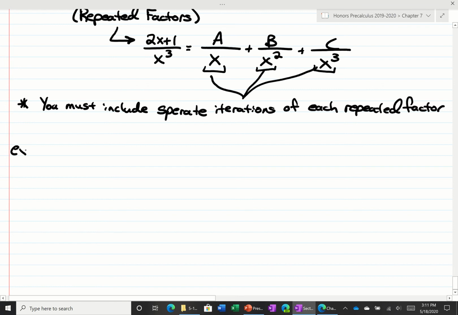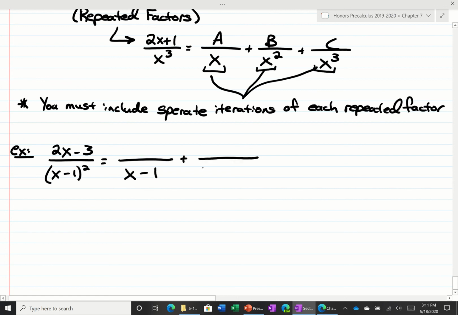And let's start with an example. What if we had 2x minus 3 over x minus 1 to the second power? Now in the previous lesson we talked about distinct. Like if it was just x minus 1 here, that would be called distinct. But because it's x minus 1 to the second, we're going to have a fraction where it's x minus 1, and we're going to need another fraction where it's x minus 1 to the second power. You start with the first, and then you work your way up to the actual power. The numerator is going to be based on x minus 1. So x minus 1 is linear, 1 degree lower would just be a constant, and same thing with this.